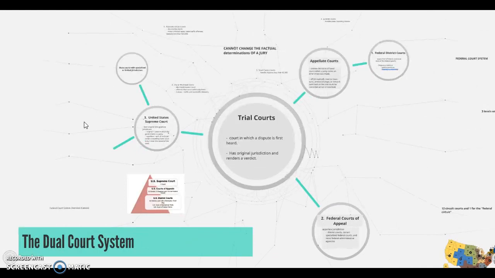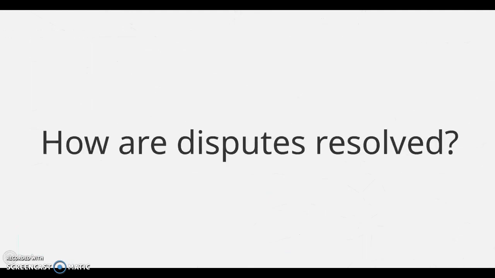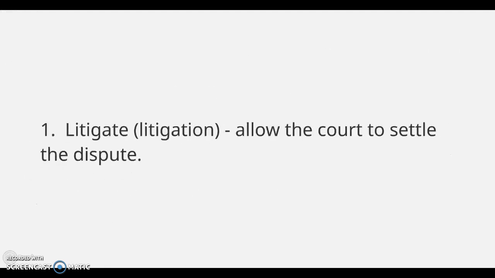This particular chapter, Chapter 3, deals with the dual court system, so we'll look at the federal and the state courts. The first thing, though, that we need to talk about is how to resolve a dispute. When there's an issue between two parties, how do we resolve that? The first one is through litigation, which basically means that you go to court. You allow the court to settle the dispute for you, and that's called litigate. The process is called litigation. Okay, that's the obvious one. That's the one we'll get into in more detail later on.